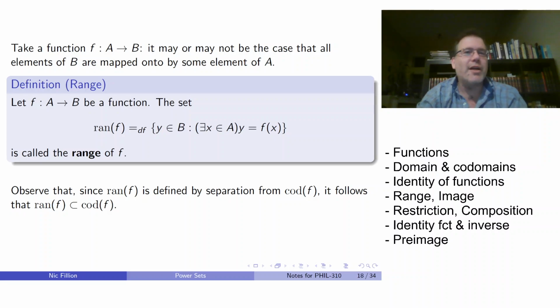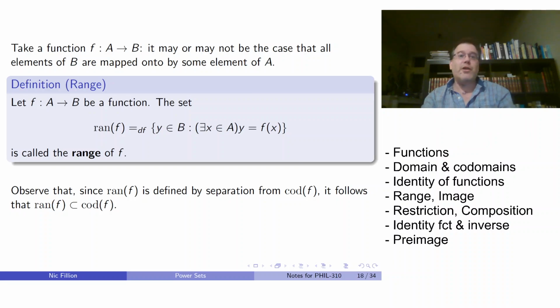All right, so we're going to take a function f from A to B. Now, it might be the case that every element in the codomain B is mapped onto by some element of the domain, but maybe not. If the answer is not, then we might want to think about the subset of the codomain that contains all the elements that are mapped onto by something.